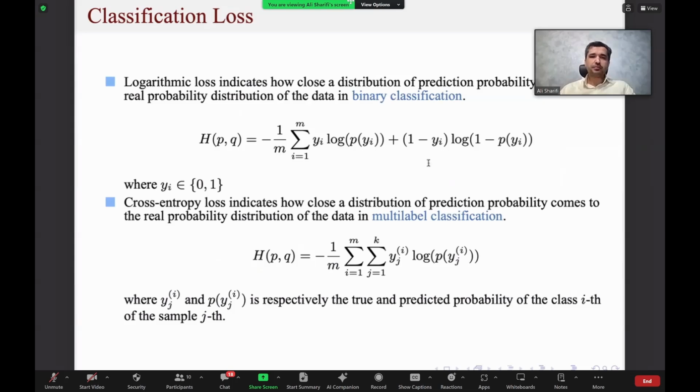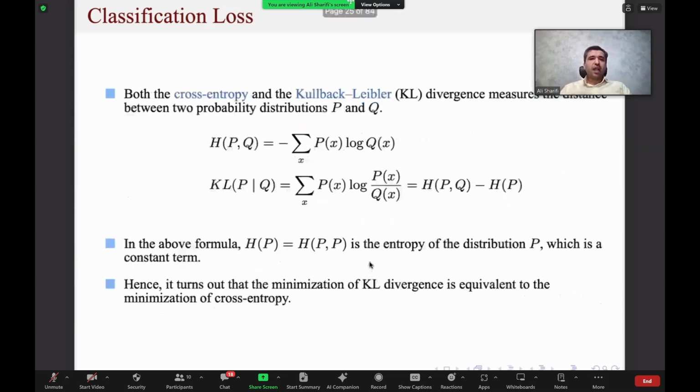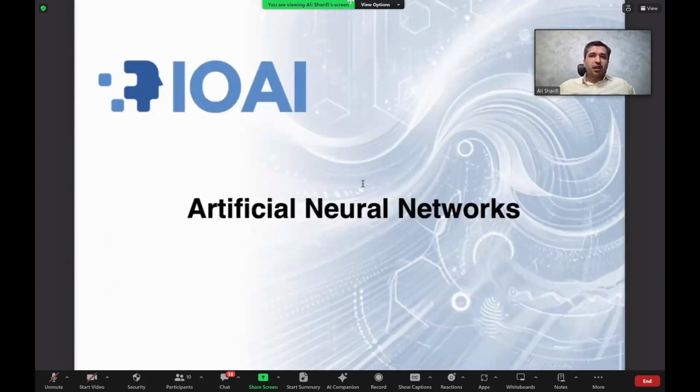And we could extend it to multi-label classification, which is called the simple cross entropy. And there are other functions. For example, this cross entropy is very similar to KL divergence, which is used to compute the difference between two probability distribution functions. So let's start with artificial neural networks.